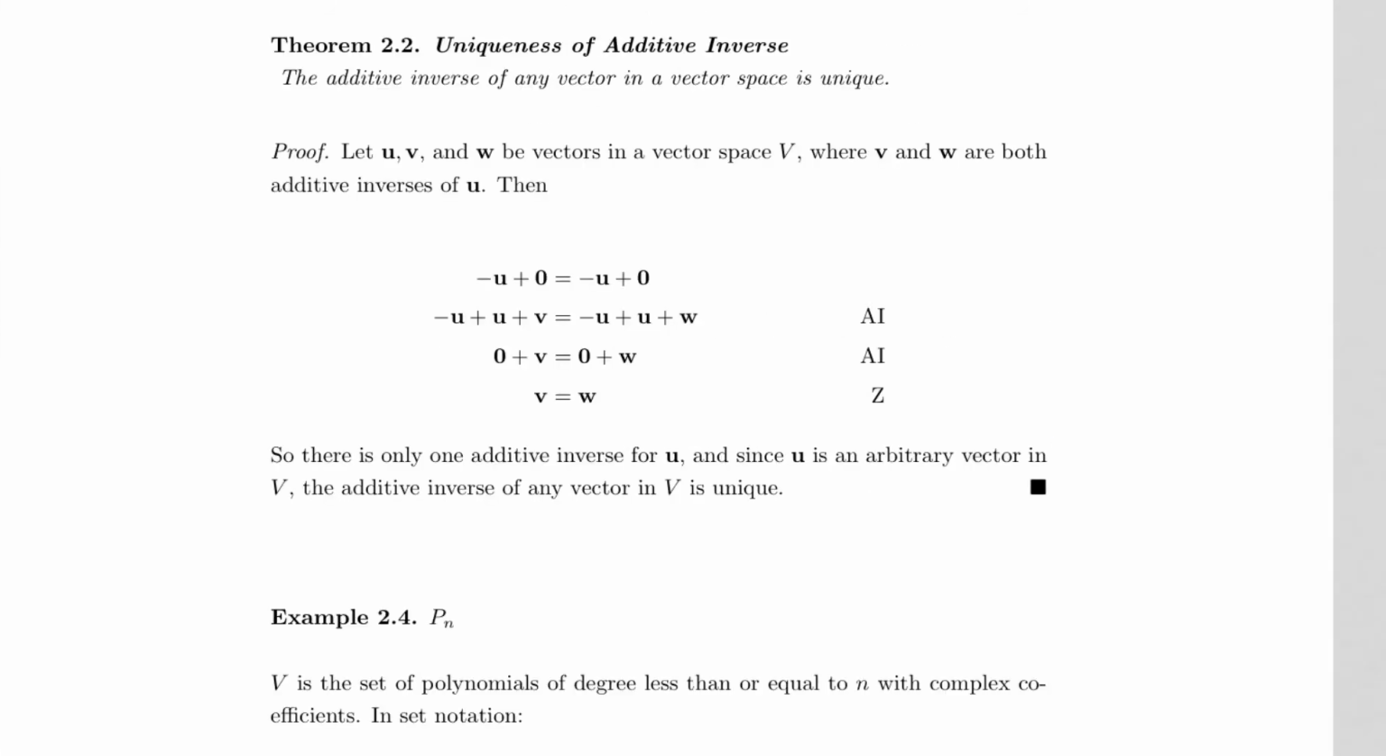Okay, I'm going to pick up the pace a little bit now, just for the sake of time. So I'm not going to go through the proof of this theorem. I'll just point out this is a really useful theorem. The additive inverse of any vector in a vector space is unique.